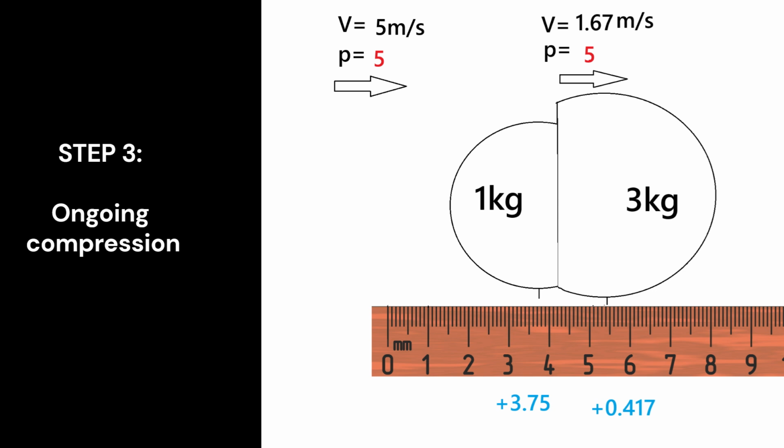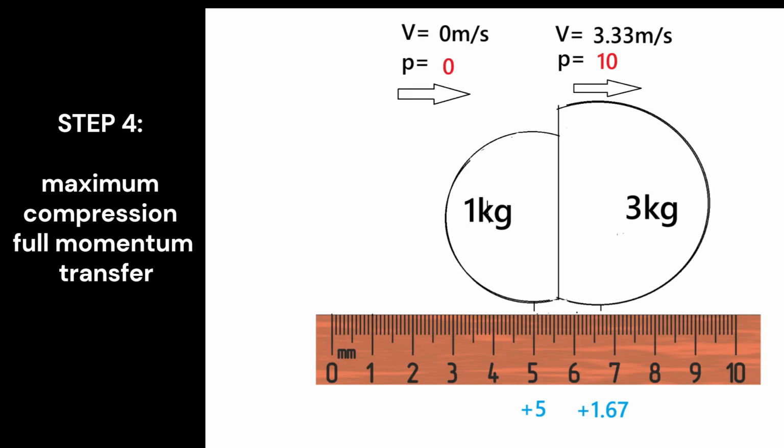Step 3. Ongoing compression. The 3 mass is still accelerating more to the right, gaining momentum. The 1 mass is still slowing down, losing momentum. Both masses are moving. The repelling force increases as the materials compress more. Step 4. Maximum compression, full momentum transfer. The 1 mass continues pushing into the 3 mass, compressing it like a spring until it reaches its maximum compression. The 3 mass has now fully absorbed all the momentum of the 1 mass.